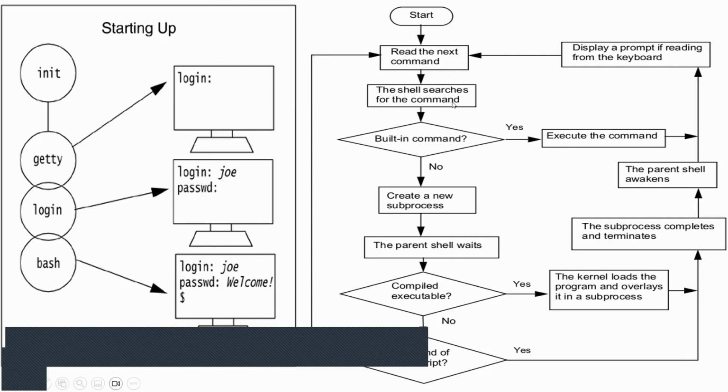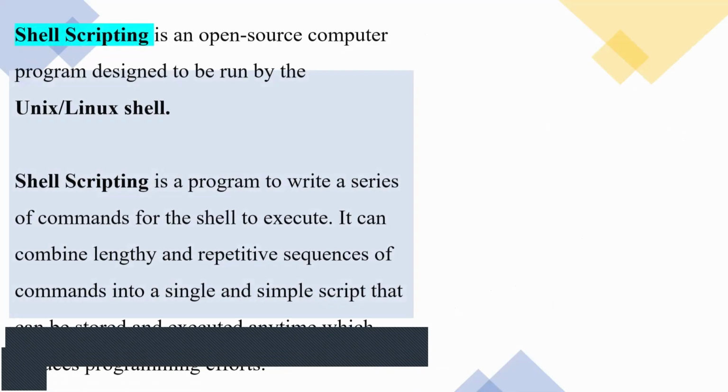If the shell searches the command and it is a built-in, then it is directly executed. If not, it will first of all create a sub process, and the parent shell waits. If it is an executable type, then the kernel loads the program and overlays it in the sub process. If it is not, then we have to end the script, and it is happening in this very way, right? So this is how it is being done.